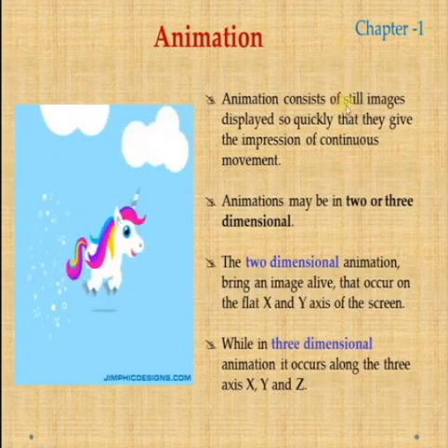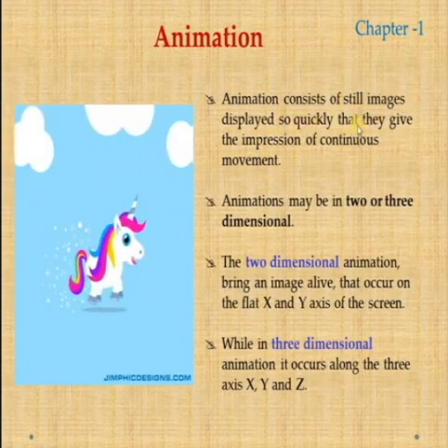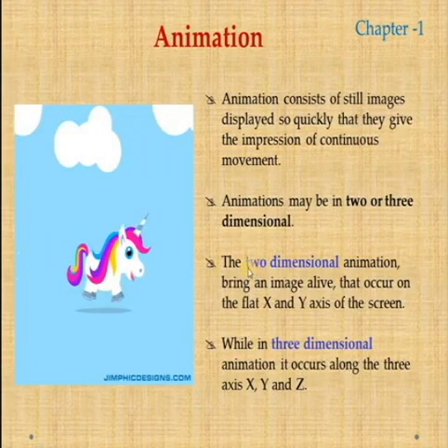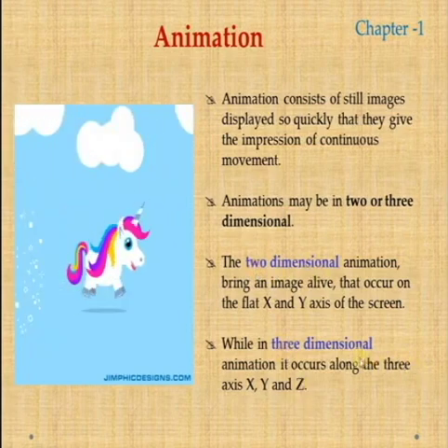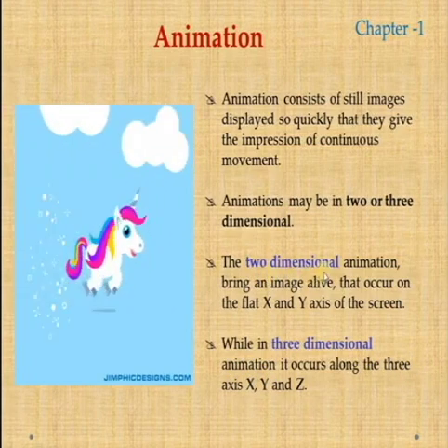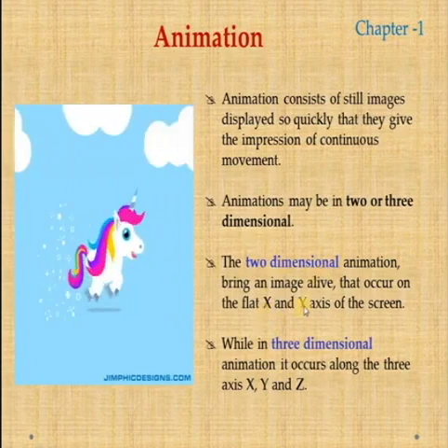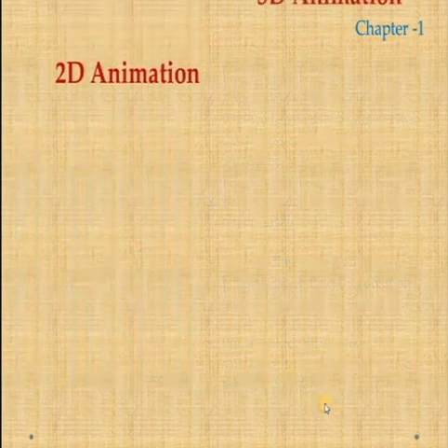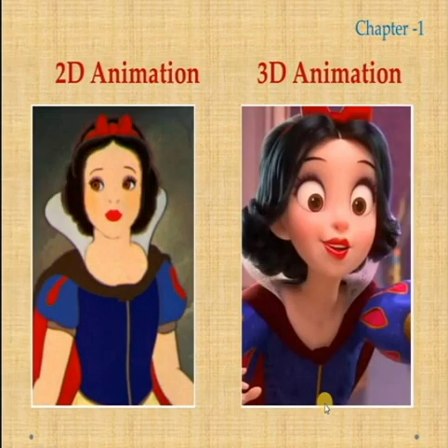The next component is animation. So animation consists of still images displayed so quickly that they give an impression of continuous movement. Here there are two-dimensional and three-dimensional animation. So two-dimensional will have a look on x and y axis, but if it is three-dimensional, it will have x, y, z dimension. I'll show you an example image. By just looking at it, you can understand the difference between 2D and 3D. I hope nowadays all the kids like only the 3D animation. Am I right?